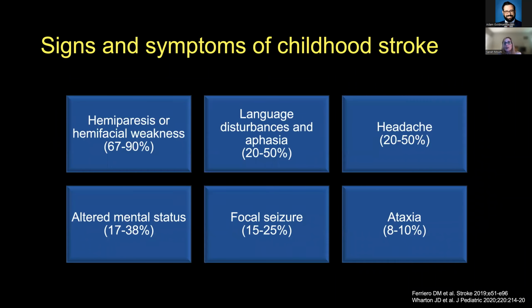Now that we've reviewed the common etiologies of pediatric stroke, let's discuss how these children present. Just like adults with stroke, childhood stroke can present with focal weakness or aphasia. However, unlike adults, kids can also present with more nonspecific symptoms, such as altered mental status, headache, or seizure.